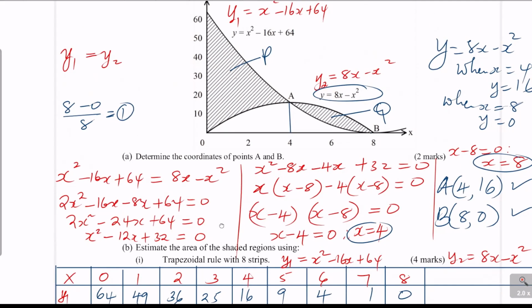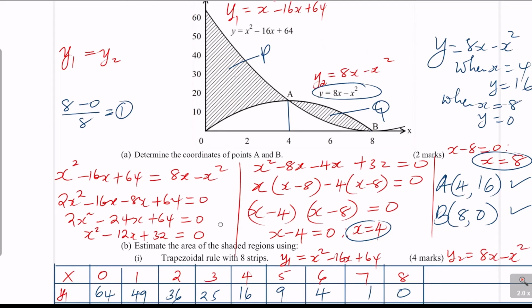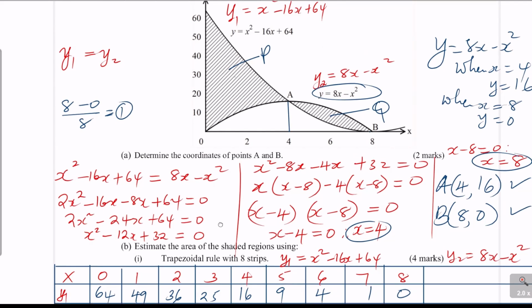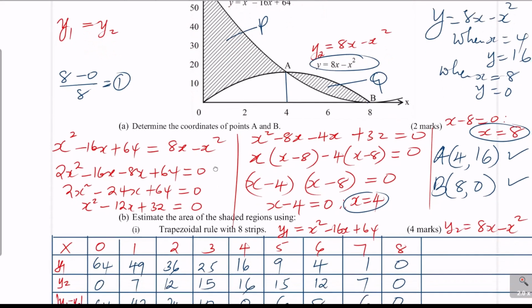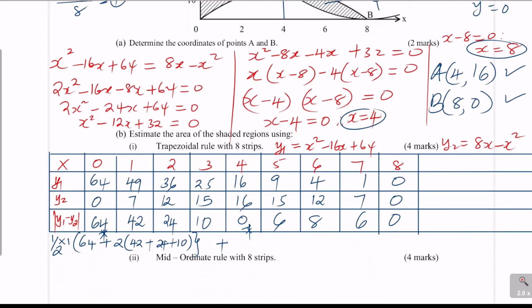And the reason why you're getting a negative in this section is because the curve y2 is the one that is above y1. That is why you got negatives, but there's no difference because once you get the negatives, you simply ignore them. So the next one will be from 4 to 8.